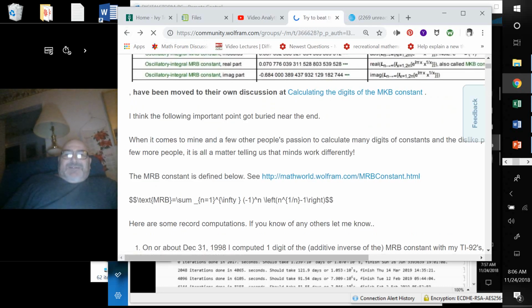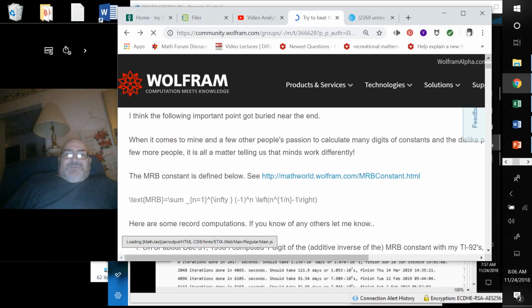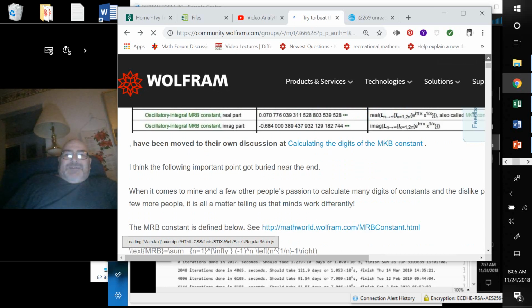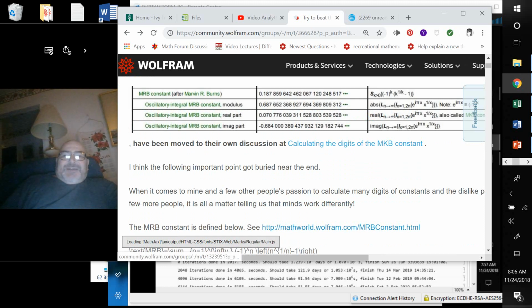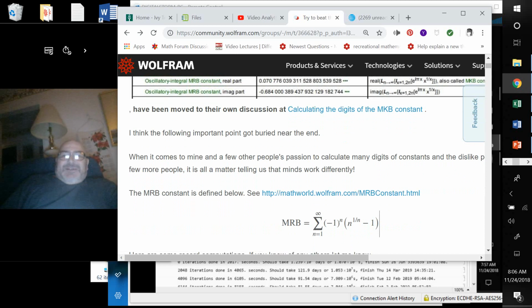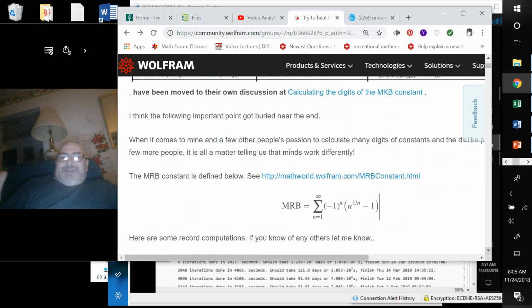That's from a link in the Beat These MRB Constant Records, where it says calculate the digits of the MKB constant. Calculating the digits of the MKB constant. Okay. I mentioned here that some people like to compute many digits of constants. Some people dislike it. Well, the human mind works differently in different people.